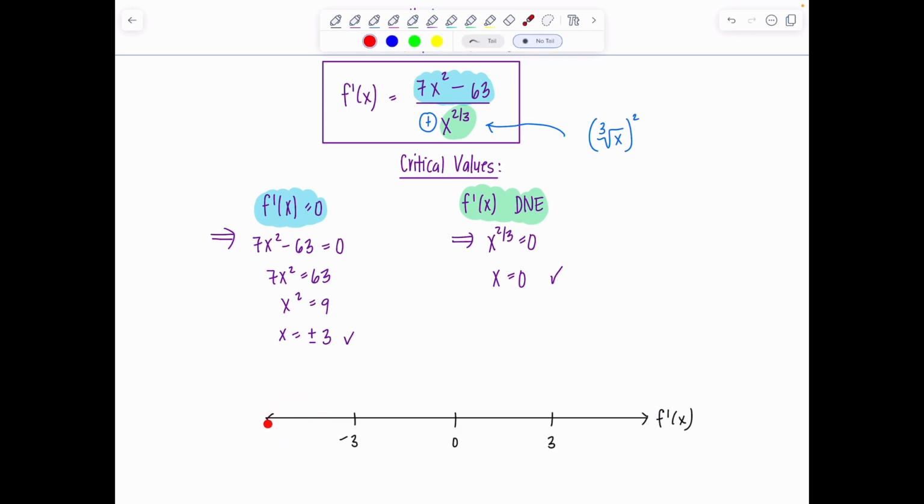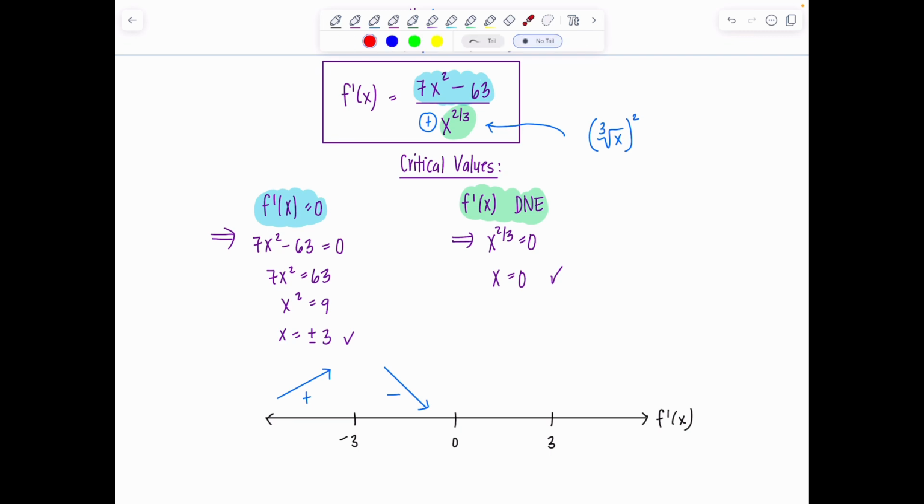-4, let's do that one. So 7 times -4 squared, that's 7 times 16. That's going to be bigger than 63, so that's positive. That means my function f of x is increasing. Now pick something between -3 and 0. How about -1? 7 times -1 squared, that's 7 minus 63, which is negative. Again, the denominator is always positive, so the derivative is negative from -3 to 0.